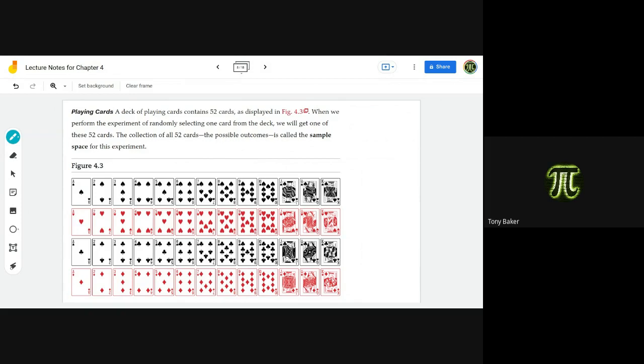What about if I selected just a king? If I selected all the kings, there's 4, right? So my event is the 4 kings. So what's the probability that that would occur? If there's only 4, it would be 4 out of 52. Now I select all the hearts. What's the probability that I select all the hearts? 13 out of 52 or 1 out of 4, because there's 4 suits.